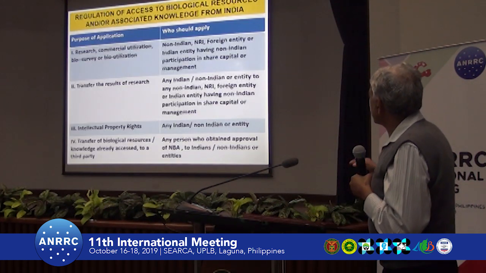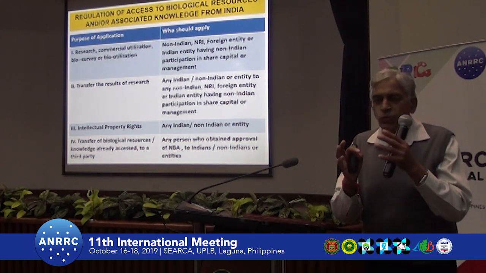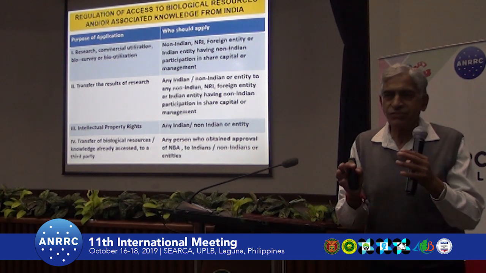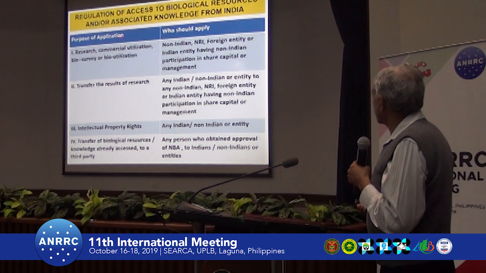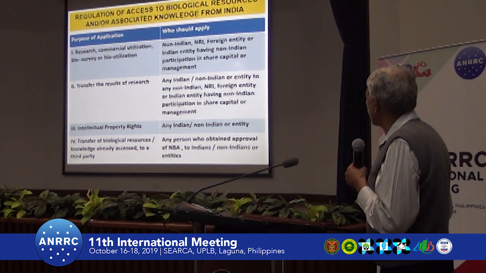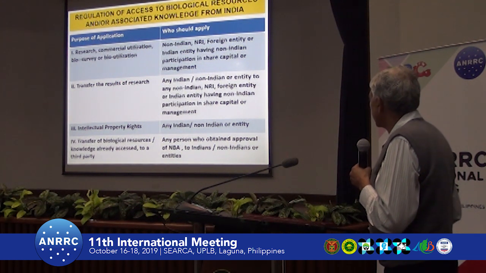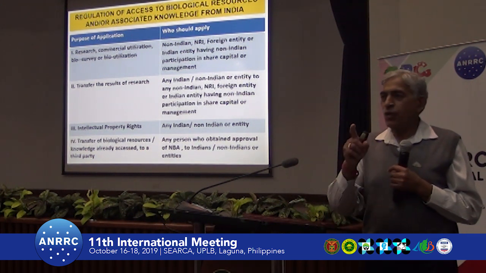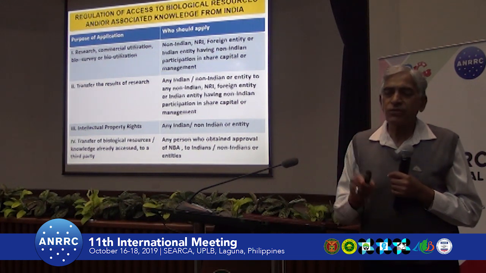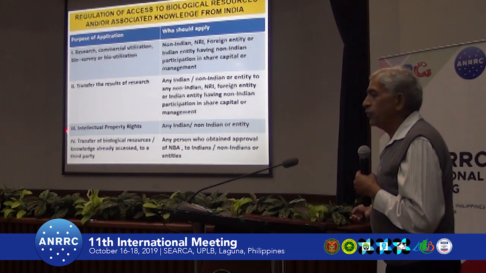Then, as I said, the National Biodiversity Authority has divided use of bioresources into four categories. One, research; commercial utilization; biosurvey, bioutilization; transfer of research results; IPR; transfer of valuable resources, knowledge already accessed, to a third party. So you have to indicate what is the purpose of the bioresource you are interested in. What do you want to do out of these four?